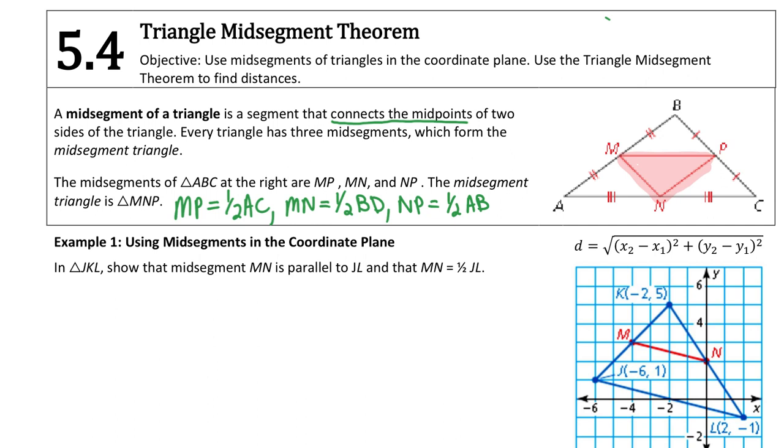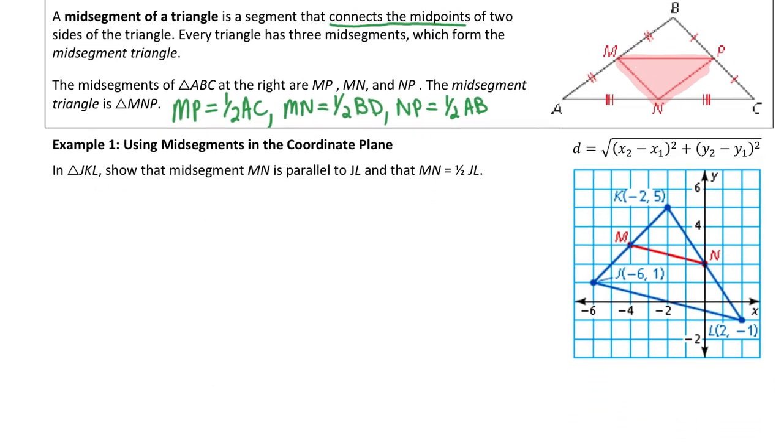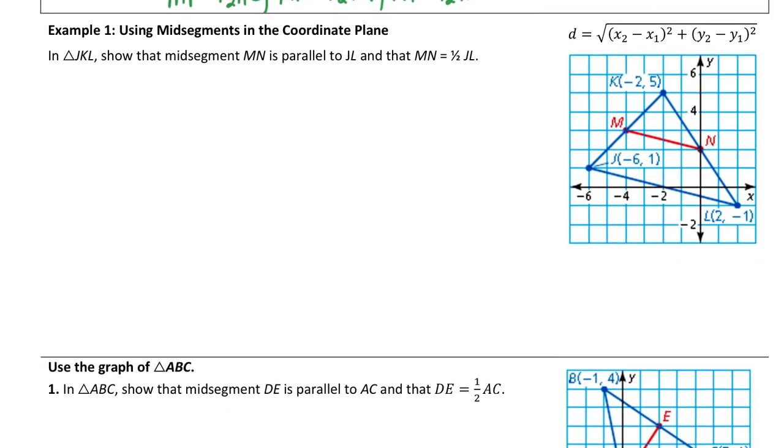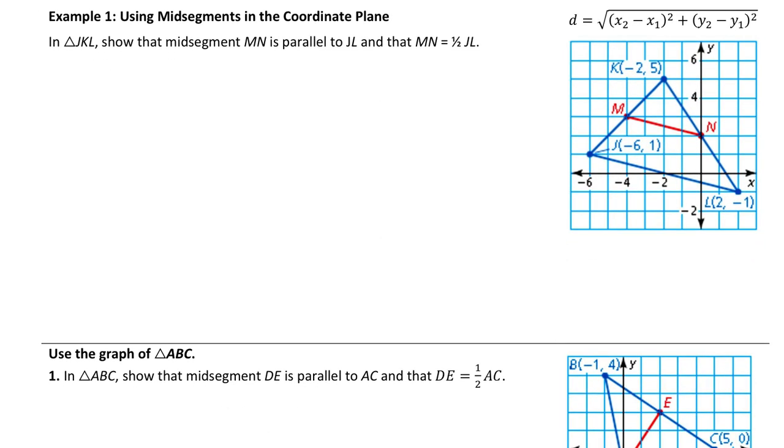And those segments, MP and AC, are parallel. MN and BC are parallel. NP and AB are parallel. So we're going to use an example to show that a mid-segment is parallel to a side and that it's 1/2 the length of the side. First, to prove that they are parallel, you just find the slope of both of them.